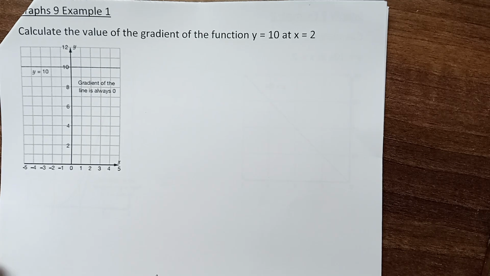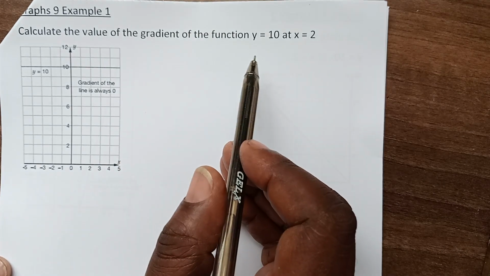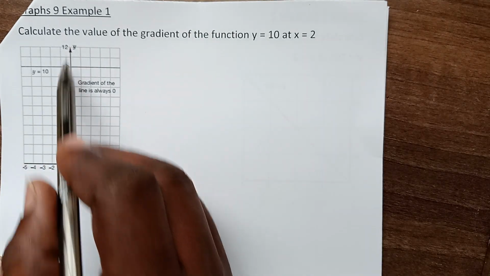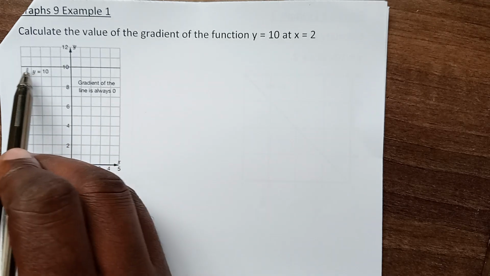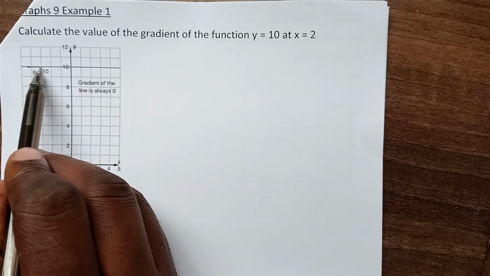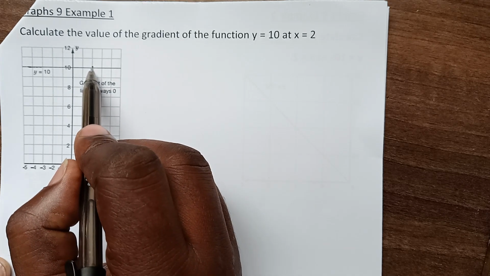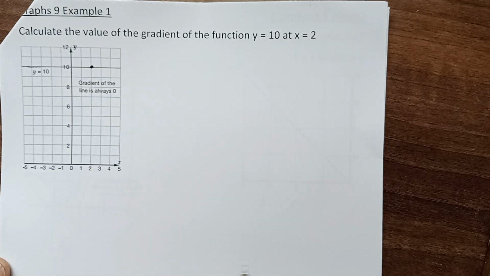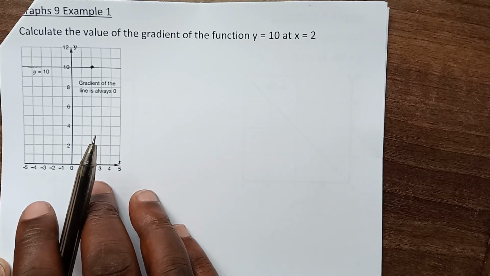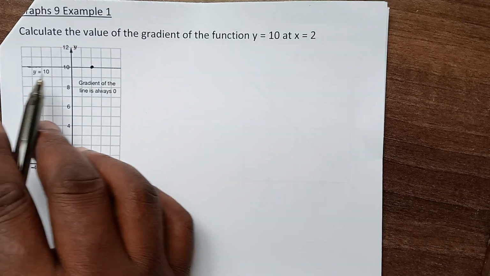And of course, you know, y is equals to 10 is a straight horizontal line. Within this xy Cartesian plane, y is equals to 10 is this straight line. At x is equals to 2, we are talking about the gradient of that line at that very point. And as you can see, it's a horizontal line.